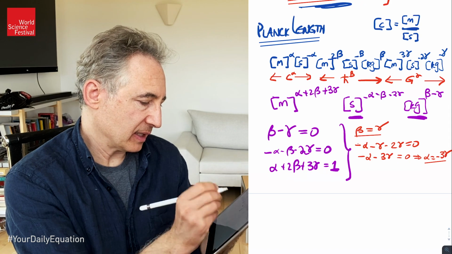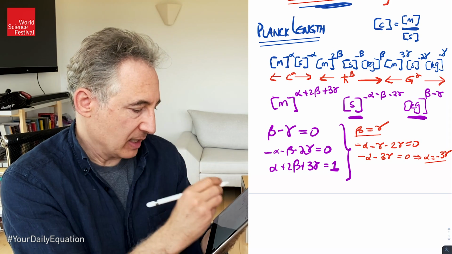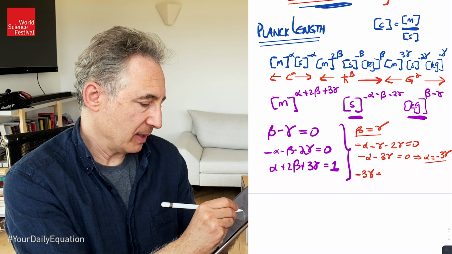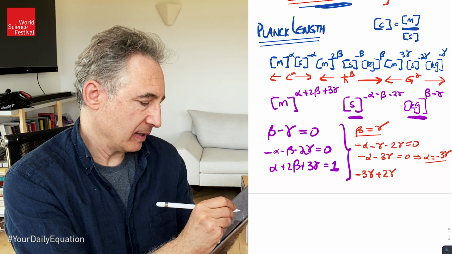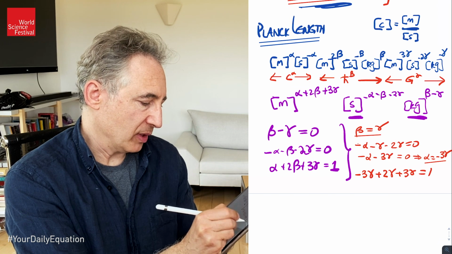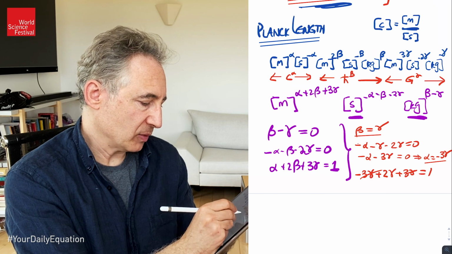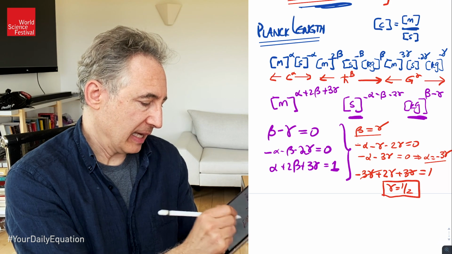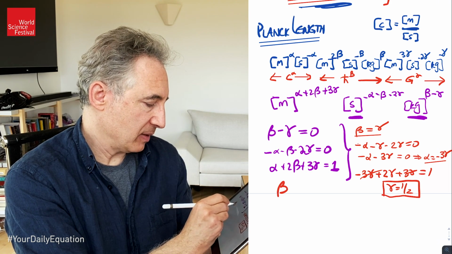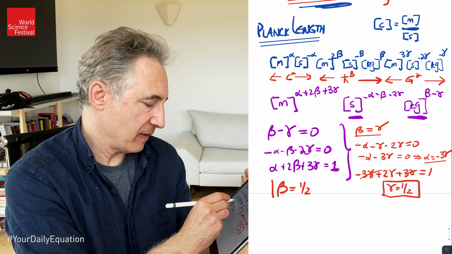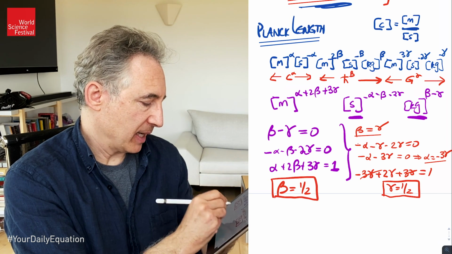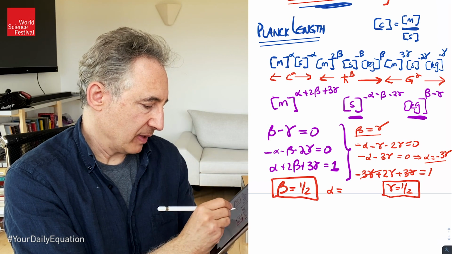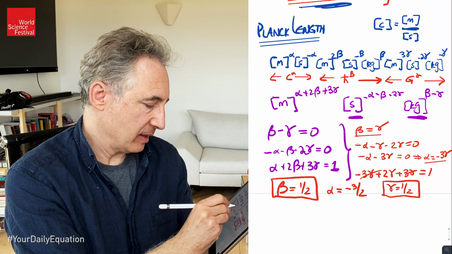And then finally, I'll stick that all into my third equation. So for alpha, I'll put minus 3 gamma. For plus 2 beta, I'll put plus 2 gamma, and then plus 3 gamma is equal to 1. And then I get 2 gamma equal to 1, namely gamma equals a half. So that's my gamma. And given that, I know that beta equals gamma, so beta equals 1/2. And then my alpha, what is my alpha equal to? Well, alpha equals minus 3 gamma, so that's minus 3/2. And there you have it.